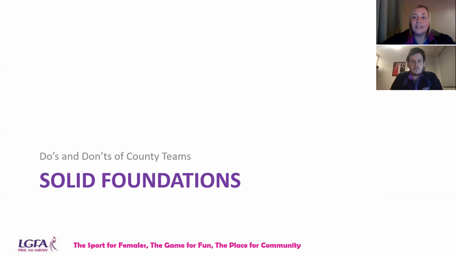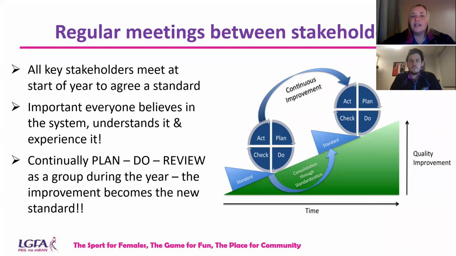So that's the initial steps of getting your mentors and putting them in place. But then after that is the solid foundations. So to set your solid foundations, it is really important that you have regular meetings between stakeholders. So all key stakeholders meeting at the start of the year to agree what is the standard we want to have for this team. So what is it that we expect? It's important that everyone believes in the system, understands it and experiences it, so that we're not all going off in different directions. So we're all buying into this one package of what we're trying to do.